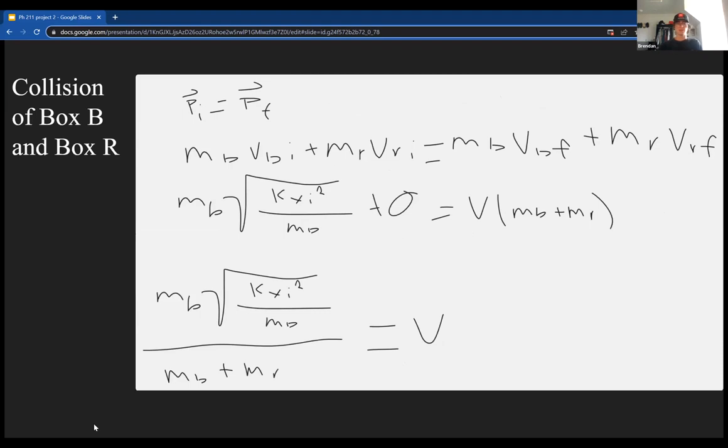All right, moving on to the collision of box B and box R. We would use the conservation of momentum formulas this time. And here, the initial momentum is conserved, so we would be using the momentum initial equals momentum final. Then we would also use the inelastic collision formula to derive the velocity of our system, and that would be our answer.